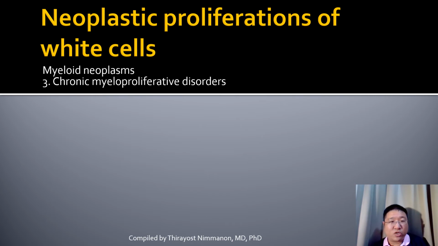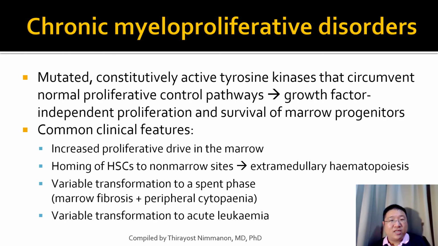And the last group, chronic myeloproliferative disorders, the last group of myeloneoplasms. So the chronic myeloproliferative disorders are associated with mutated constitutively active tyrosine kinases that circumvent normal proliferative control pathways. So the mutations result in growth factor independent proliferation and survival of marrow progenitors.